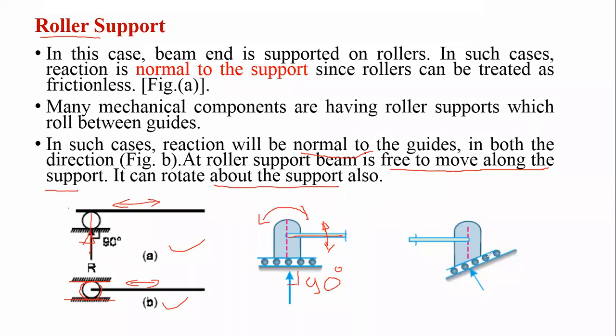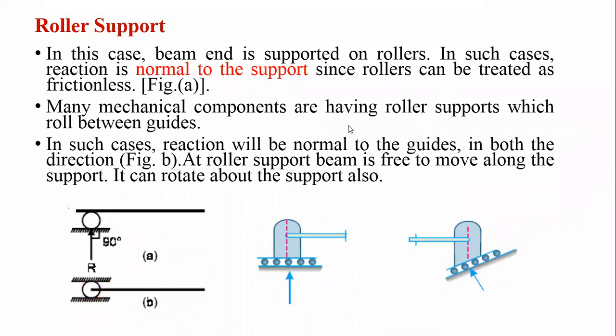Now, if you consider this roller support over an inclined plane, it makes an angle of 90 degrees with this inclined plane, and there is only one reaction. It is always normal to the support. Such a kind of support is called a roller support. Any support which is supported over a roller is called a roller support.